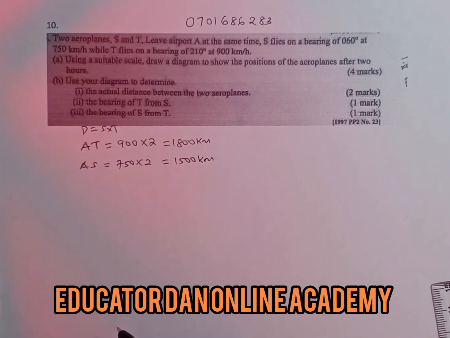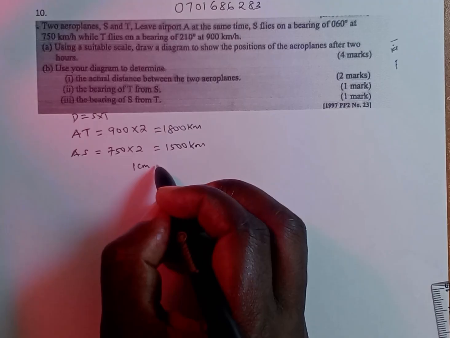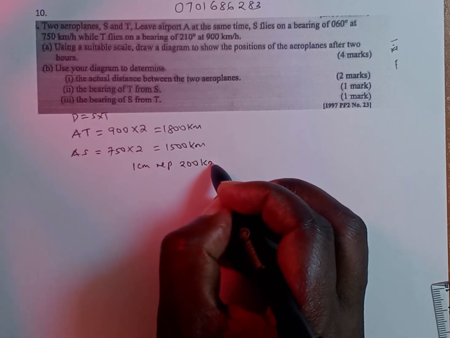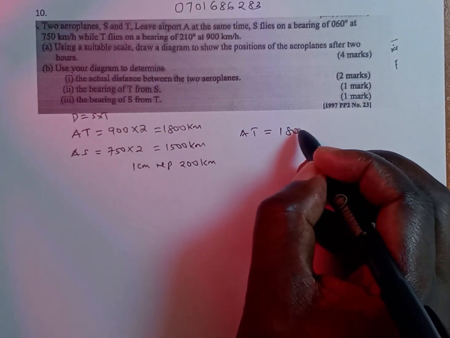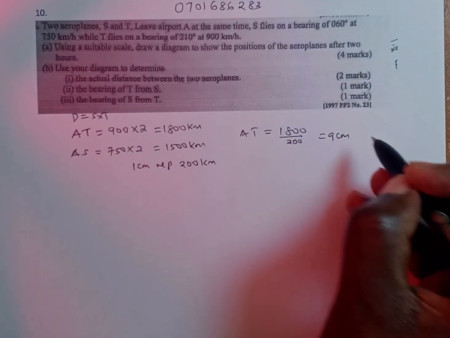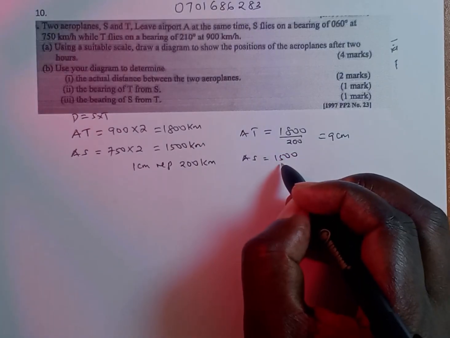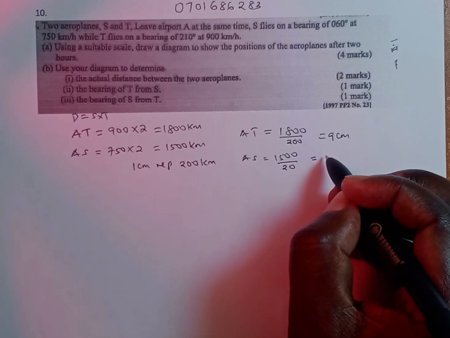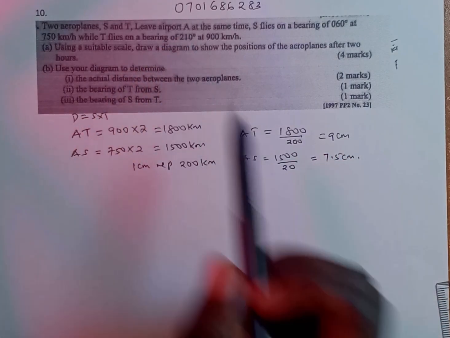So I prefer to use a scale of 1 centimeter to represent 200 kilometers. That means AT will be 1800 divided by 200, giving us 9 centimeters. And now AS will be a total of 1500 kilometers. You divide it by the scale, and this gives us 7.5 centimeters. So we are going to begin with airport A.